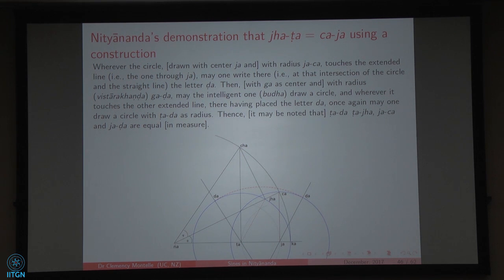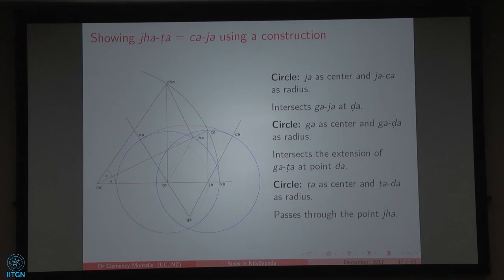So we have shown by means of a construction, or at least showing the rationale behind this, that the cha, ja, which is so crucial to the derivation, and ja, ja are equal. So it's proven by means of using your compass and demonstrating for yourself that in fact these are the same. This is the slide I should have been using. Okay, so there are 3 circles there to show the equivalence of these 2 lines.